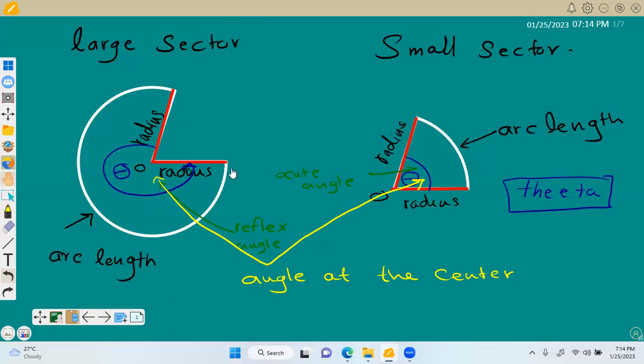We know that when two straight line segments meet each other, an angle is formed. Here two radii meet at the center, so an angle is formed. When it comes to a large sector, it is a reflex angle. When it comes to a small sector, it is an acute angle. In general, when we consider a sector, this angle is known as the angle at the center. Did you understand so far?